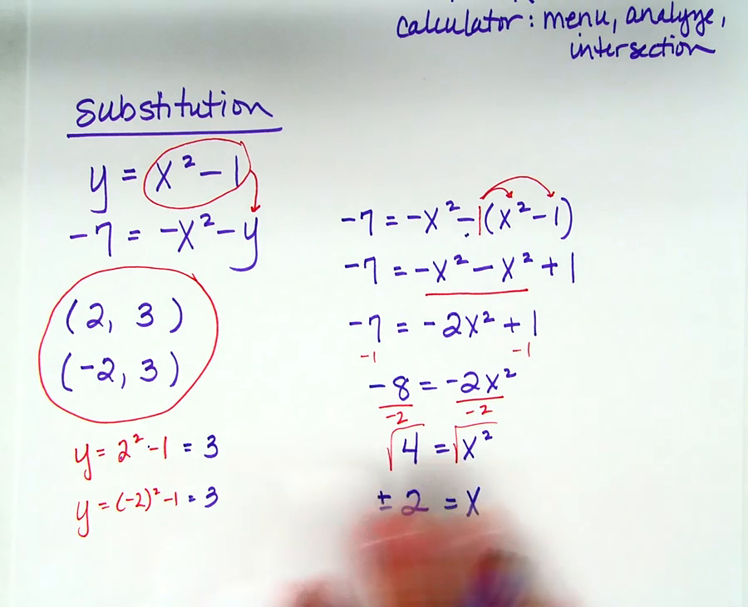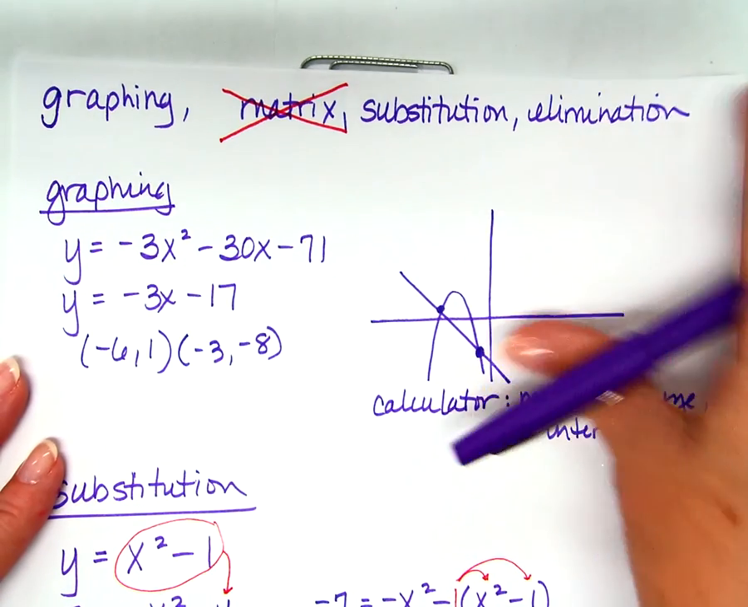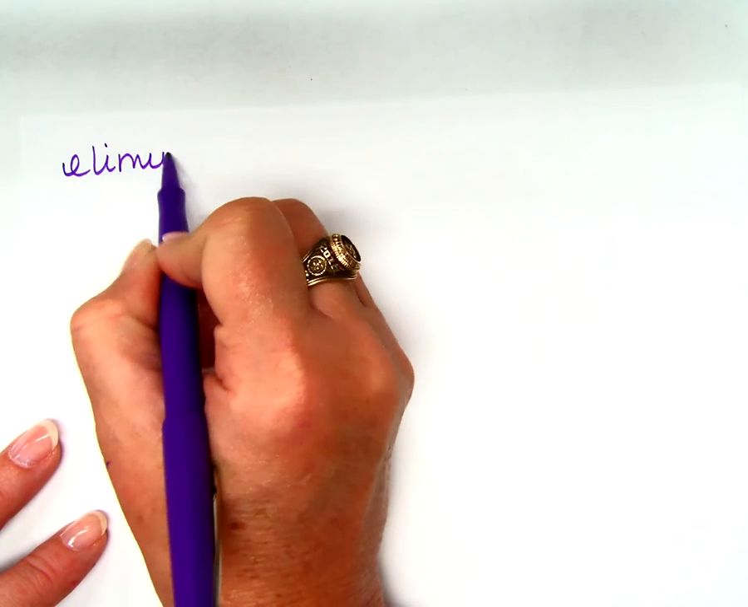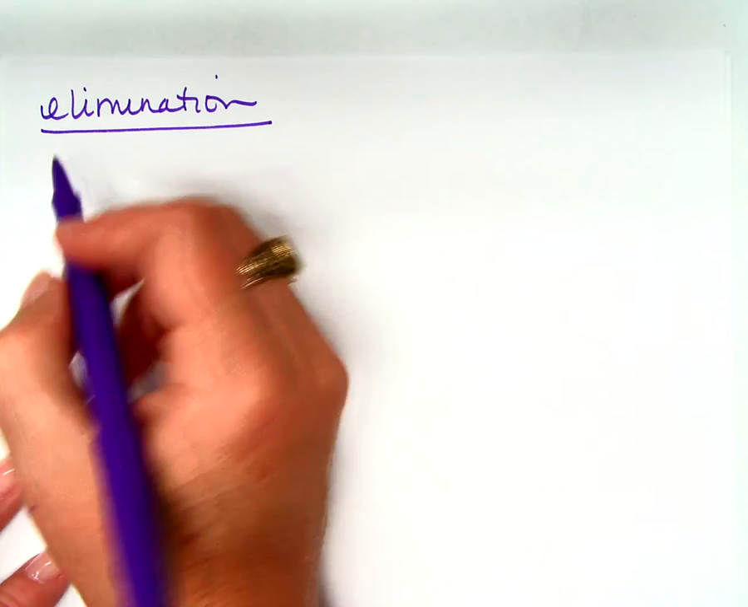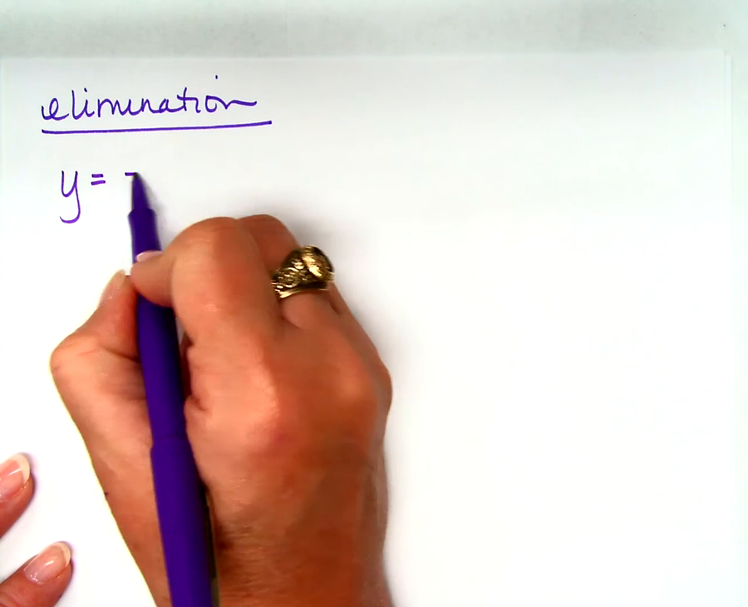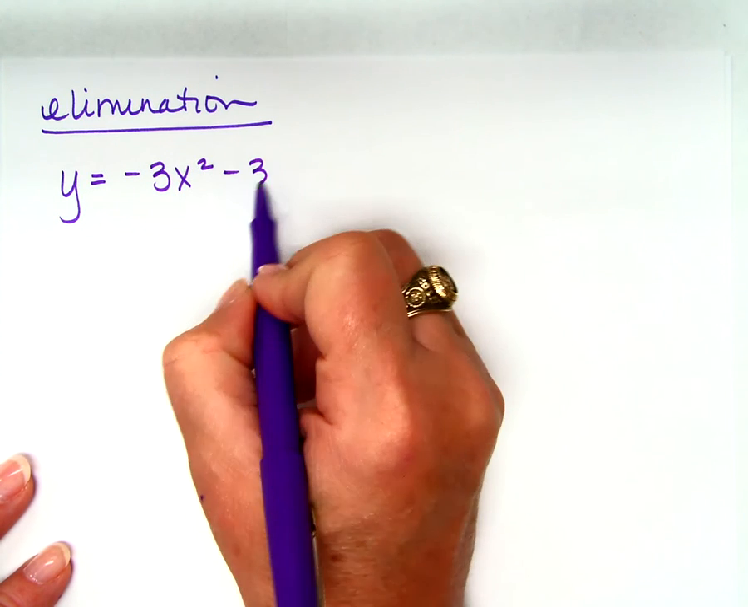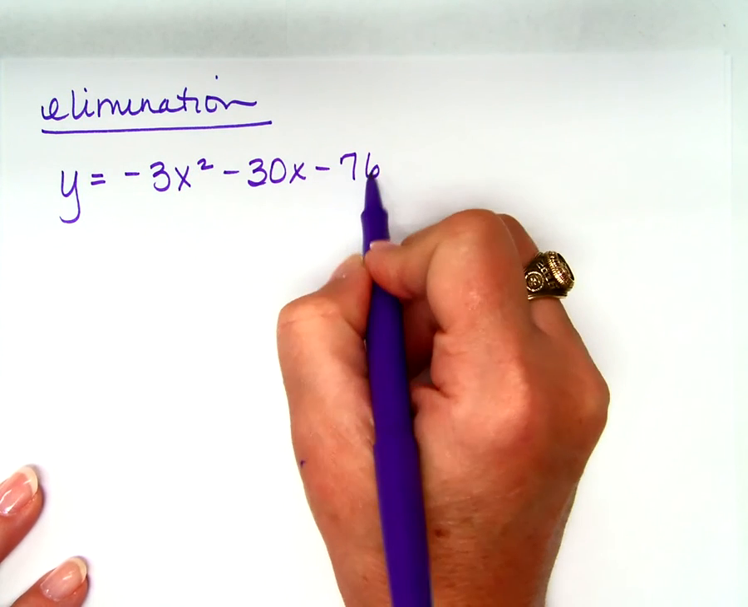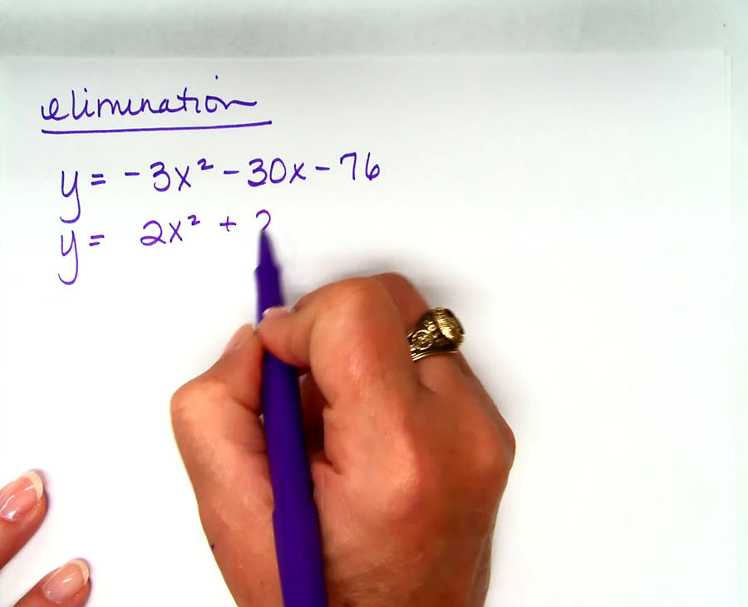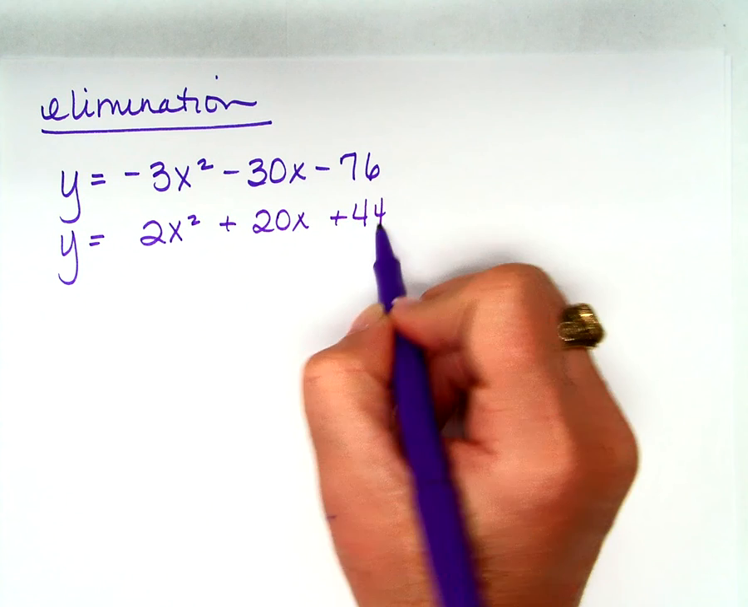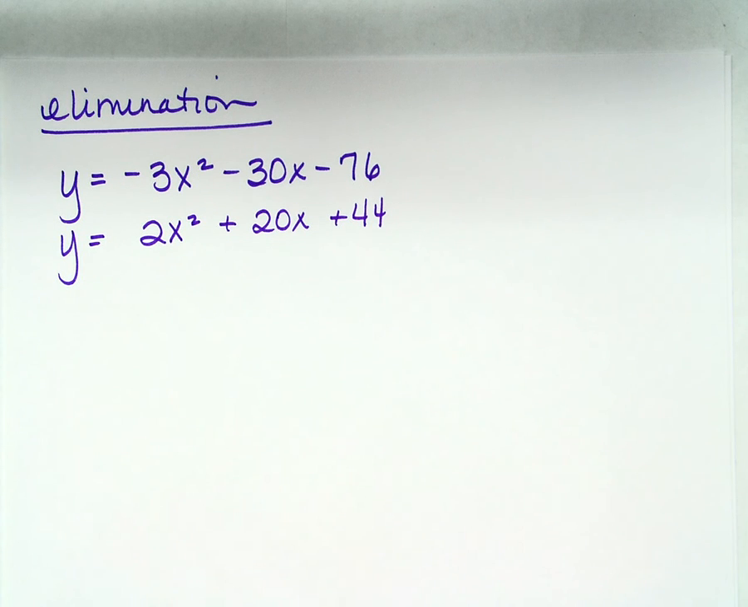Okay. So the last way that you know how to solve a system of equations is elimination. So let's write that problem down. Elimination. Here's a problem I would like to do with you today. Y equals negative 3x squared minus 30x minus 76, and y equals 2x squared plus 20x plus 44. Okay?